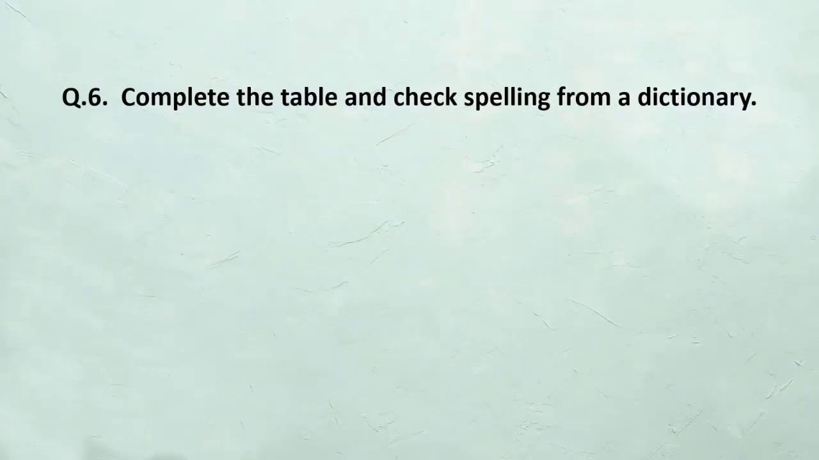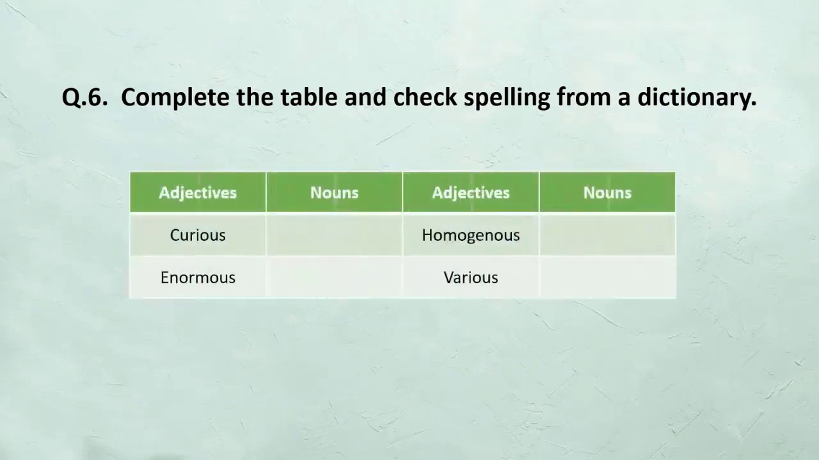Students, here we have another exercise for you, but don't forget the use of a dictionary because it is very important and it also increases your vocabulary. Here are some adjectives in front of us. The first one is curious, the second one is enormous, the third one is homogeneous, and the fourth and last one is various. Now think about these adjectives and try to make the nouns from them.